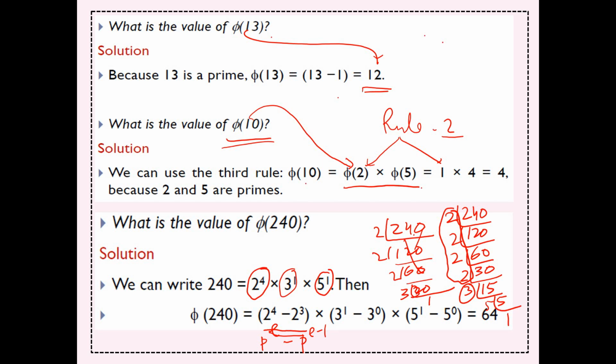Now, can anyone tell me why the answer is 64 if you are doing this? If you are getting these values, what is this value computed? It's 8. What are these two values computed? 2 and 4. So if you multiply all of these together, the answer is something like this.